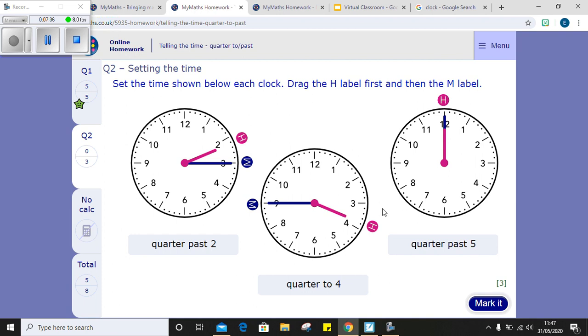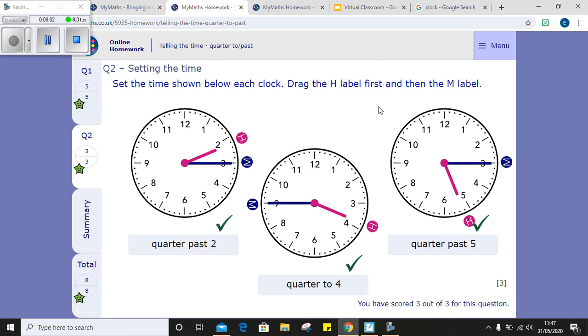Now I'm looking at quarter past 5. So again, going to move my hour hand first round to 5 o'clock. Then I want a quarter of my clock gone. So a quarter move round. There we go, quarter past 5. Let's have a check.